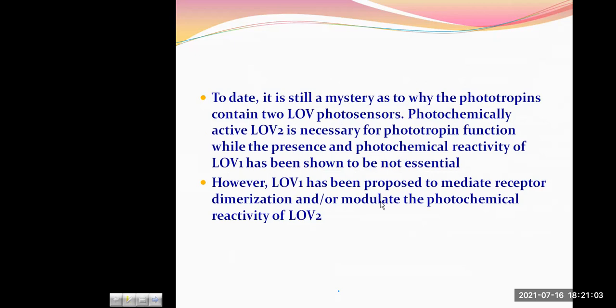However, LOV1 has been proposed as a mediator, that is, it passes the information and helps in dimerization. Dimerization means formation of two units. Or it modulates the photochemical reactivity of LOV2, that is, it enhances the photochemical reactivity of LOV2, helping LOV2 to sense better and have good photosensory power.